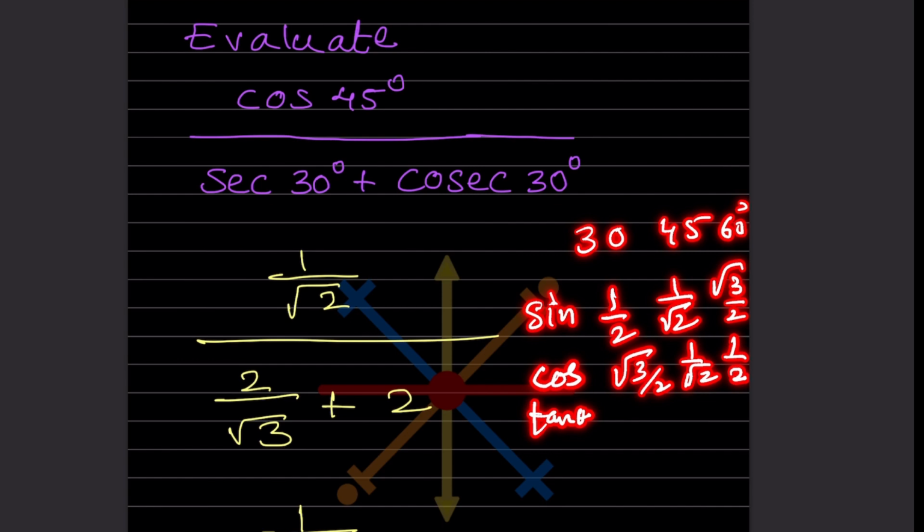So now what will you do? You want cos 45. Cos 45 is what? Can you see here? This is 1 by root 2. So you will write 1 by root 2. Now sec is what? Sec is 1 by cos. Now sec 30, sec is 1 by cos.